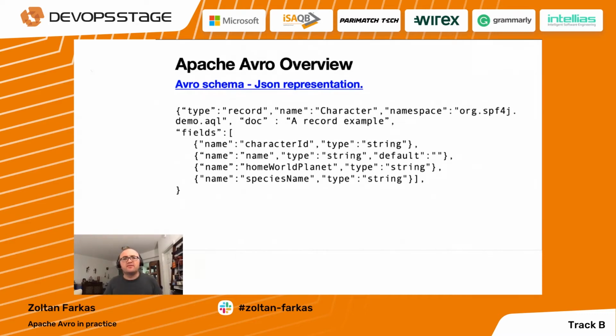In this slide, you can see an example record definition for a character entity with a few fields of type string. You can build a lot more complex data models leveraging Avro's rich type system. Avro's type system covers primitives like null, boolean, int, long, float, double, byte, string, and complex types like records, enums, arrays, maps, unions, and fixed.